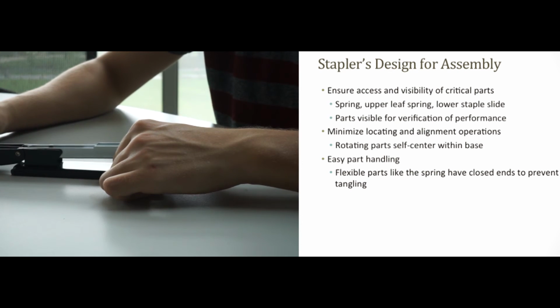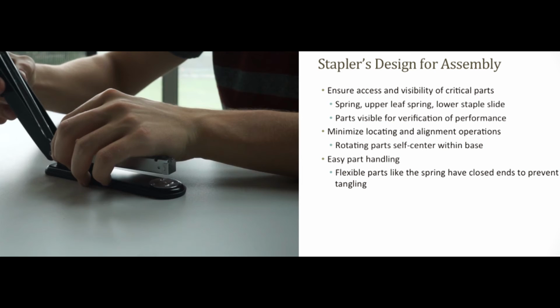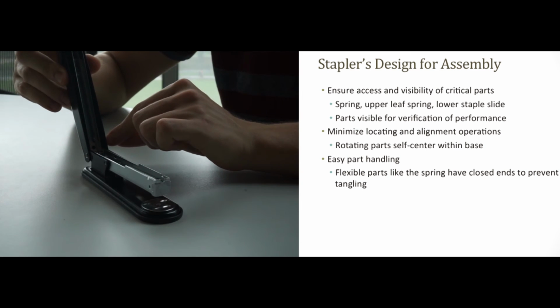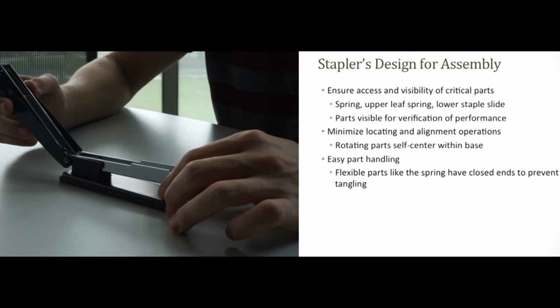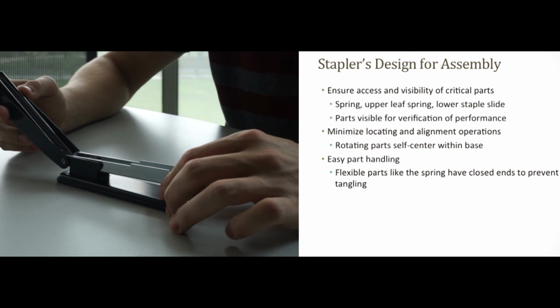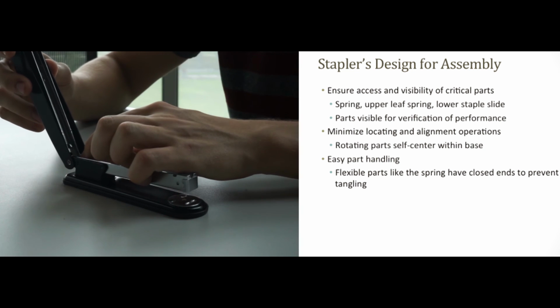The top cover automatically holds the other components of the stapler in the proper location during assembly. Finally, part tangling is minimized. For example, the spring has closed ends to prevent hooking other springs during storage.